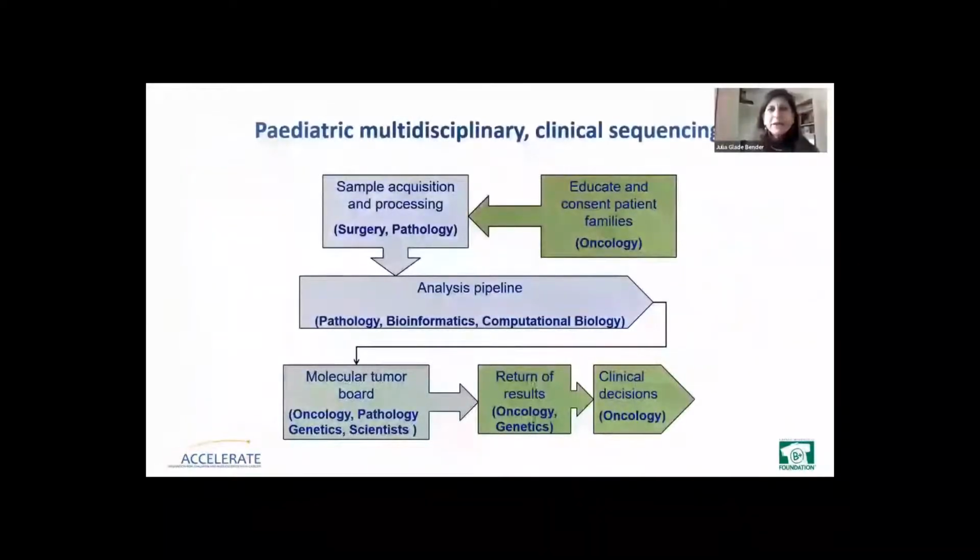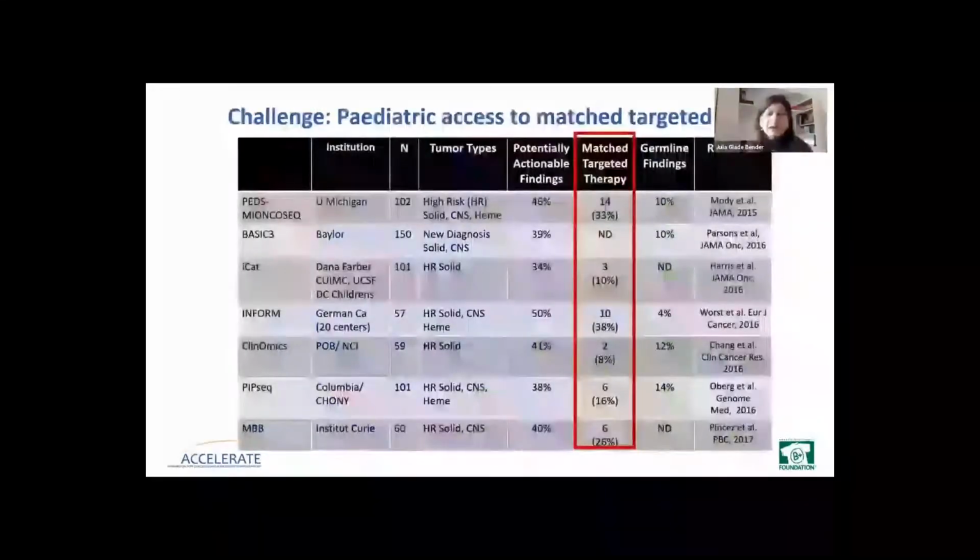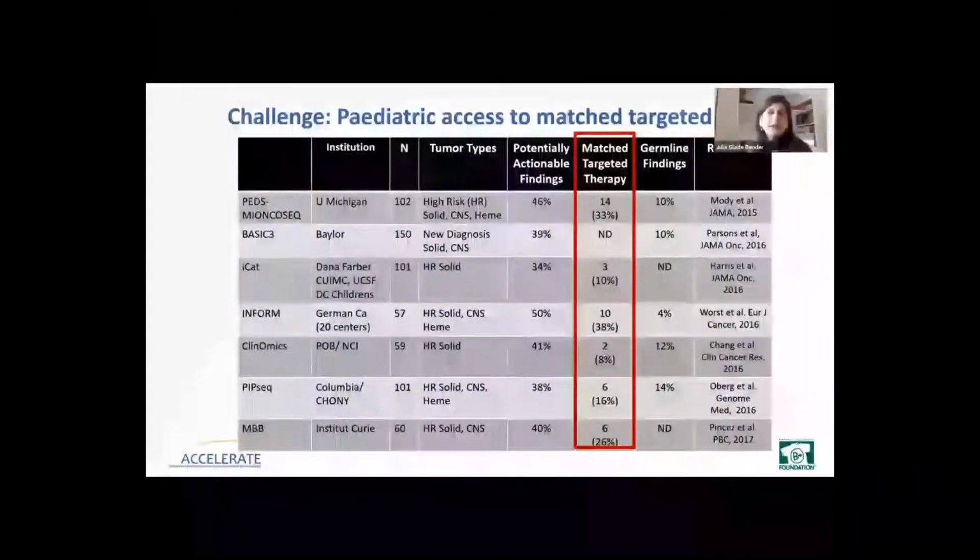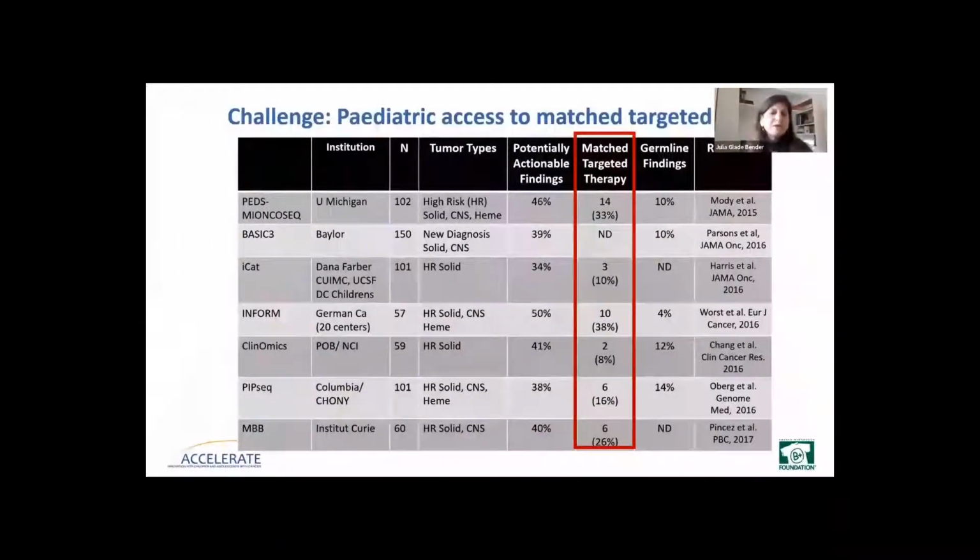So I think most people know that many centers, many platforms now have a multidisciplinary clinical sequencing program, and the workflow works very much like this all around the world. However, what was eminently clear from the very start was how very few patients were actually getting their matched targeted therapy. Really, with rare exception, the number of patients that were getting to therapies were in the single digits.